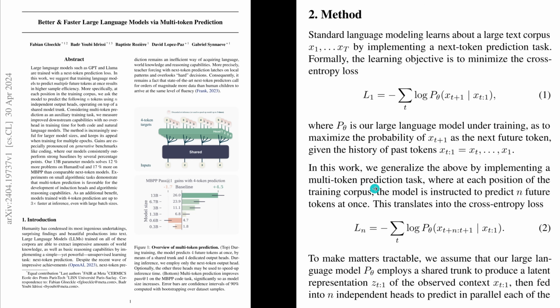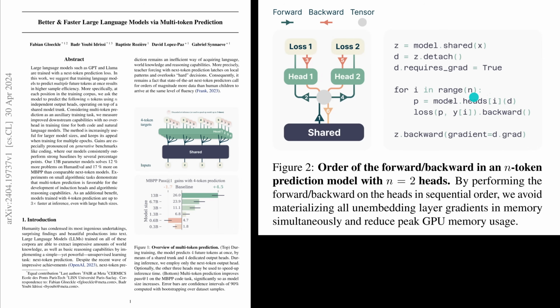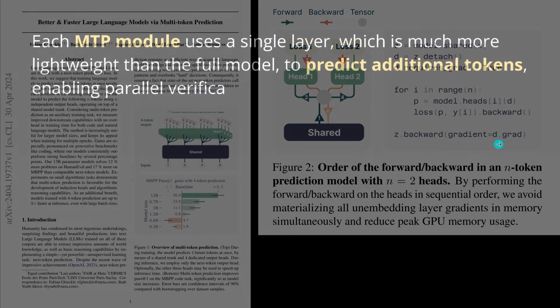And now, if they do this to predict the n future tokens at once, it becomes a very similar cross-entropy loss, as you just see here. We just broaden the interval that we want to predict. And it was a rather straightforward implementation. They even give us the code, if you have two heads, for the forward and backward in an n-token prediction model with n equal 2 heads. So this was rather interesting.